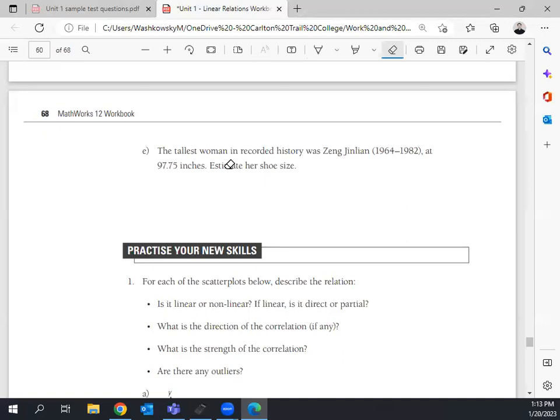Okay, so first off, does it look like there's a line there? It's clear, yeah. But is it direct or is it partial? Why is it partial? You're right about it being partial. Remember, if it's direct, it goes through 0, 0, like the one we just did. And if it's partial, it means it's shifted. So this would be a linear partial.